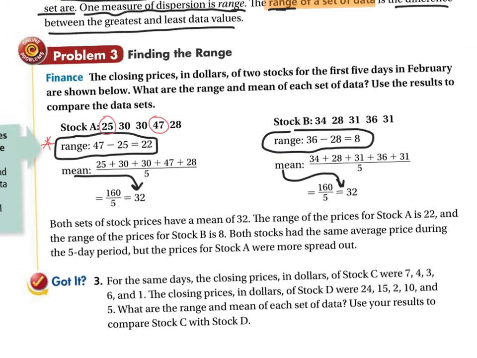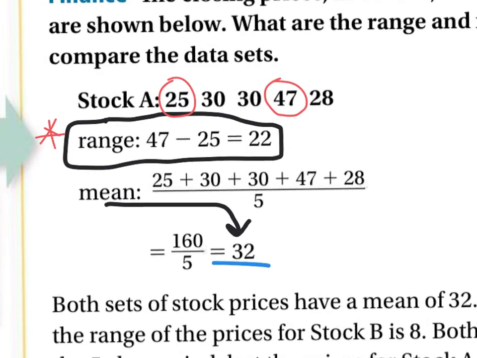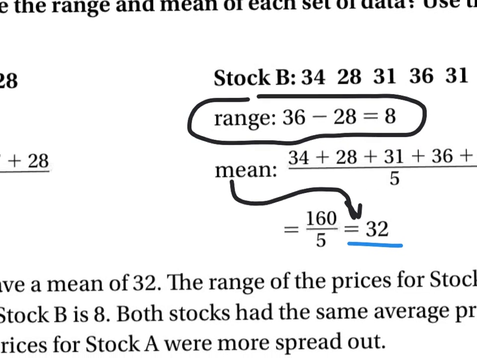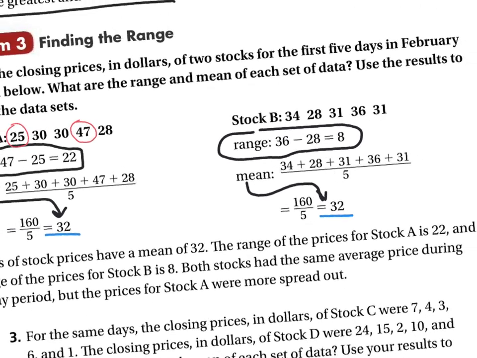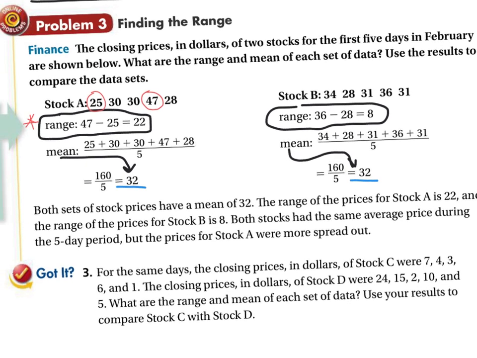Well, if you look at those, comparing these stocks, the mean was 32 for both of them, but stock A had a range of 22 and stock B only had a range of 8. So what that tells us is stock B was more consistent. The price for stock B didn't fluctuate as much, so that might be a good thing. We may not want the stock prices to be changing so much, so I would maybe be more interested in investing in stock B because it doesn't fluctuate quite so much.